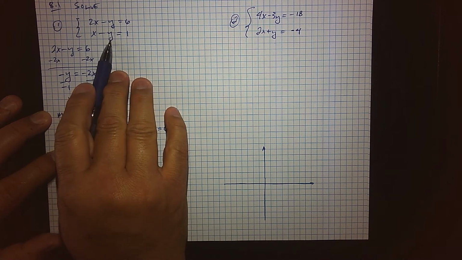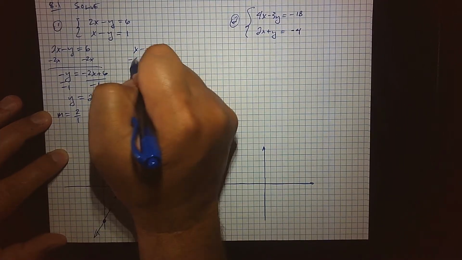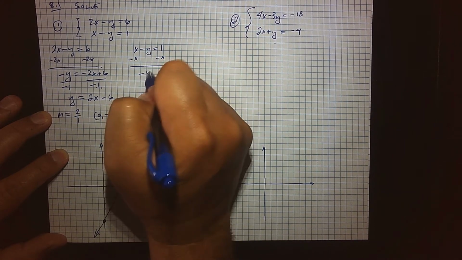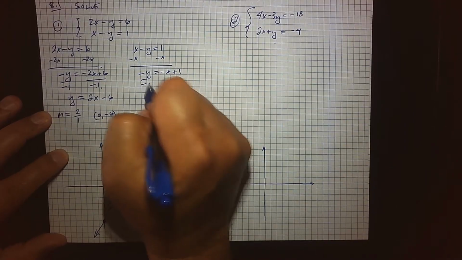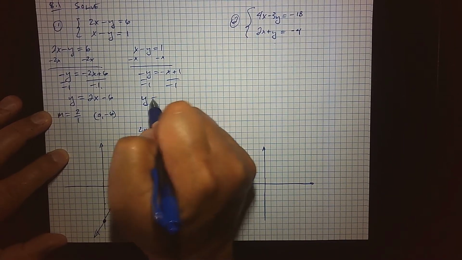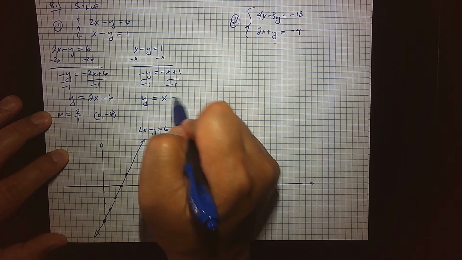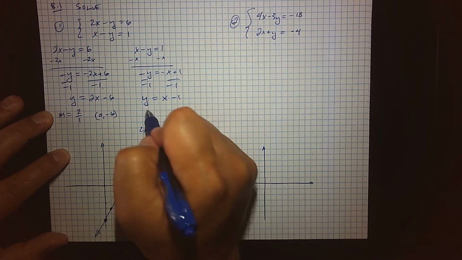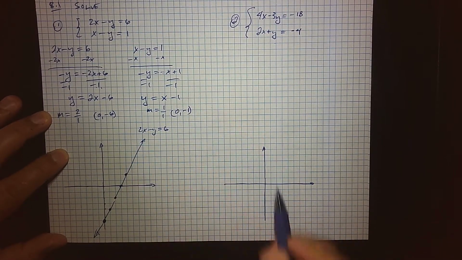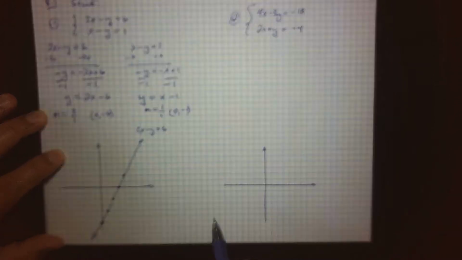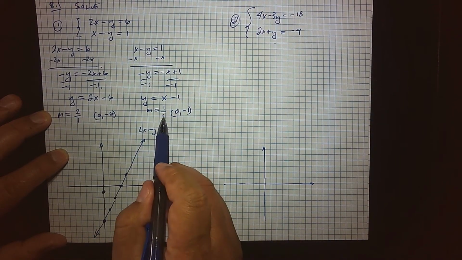But we have another equation. So what about x minus y equals 1? Well, again, putting it in slope-intercept form, we'll subtract x and then divide by negative 1, and we get y equals x minus 1. Negative divided by negative is a positive, and a positive divided by negative is a negative. And so in this case, our slope is 1, or 1 over 1, and our y-intercept is occurring at 0, negative 1.